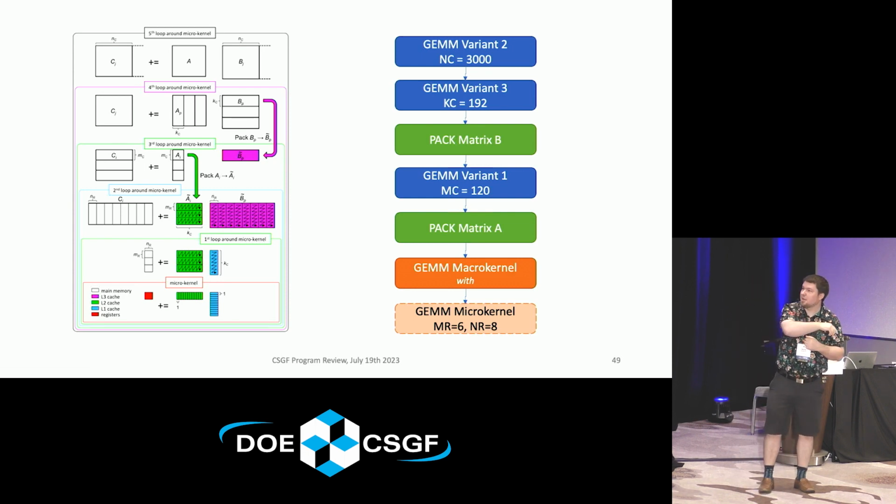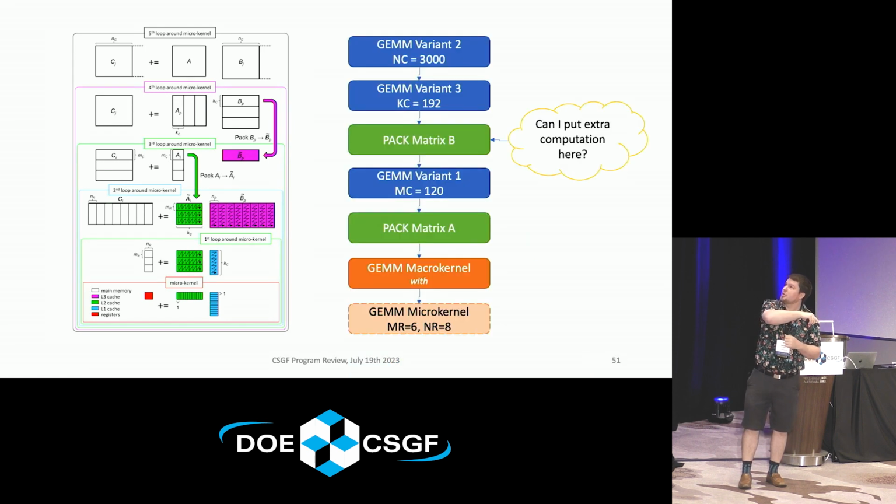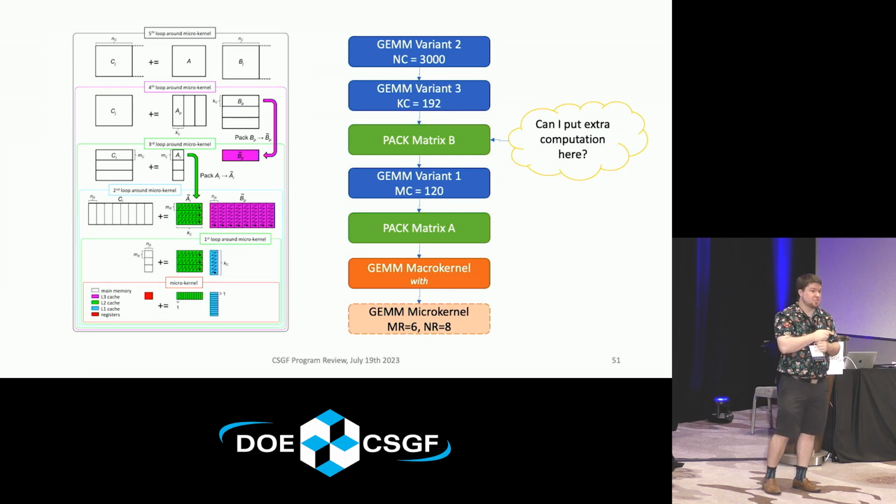But that's GEMM, just matrix multiplication. What else can we do? Why not do other stuff there? The control tree can do anything. We could do computation while packing. We could scale each row or column. That's something we need for one of the operations I showed you earlier.